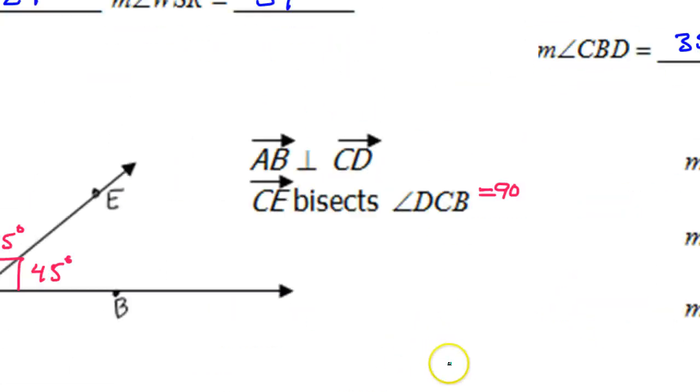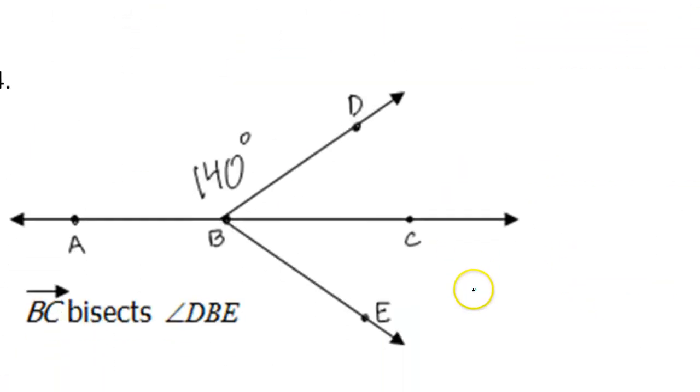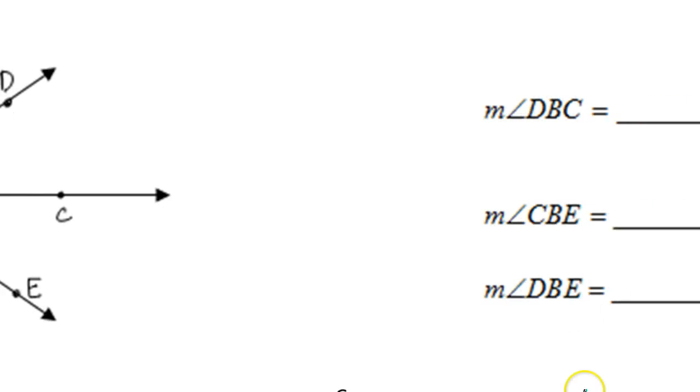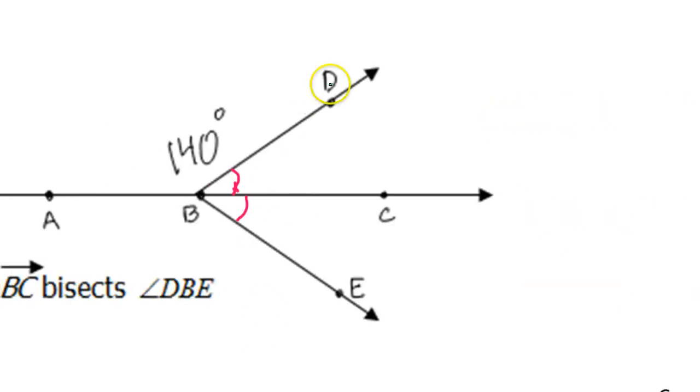Okay, I think that's it for that picture. Now we're looking at number 4. We got this one angle, and we have that ray BC is the bisector of angle DBE, which means that these two are the same measure. Find the measure of angle DBC. DBC is this top half.